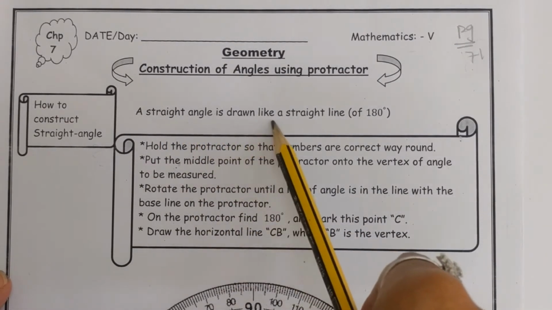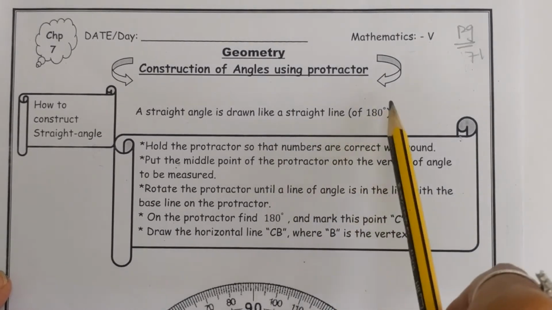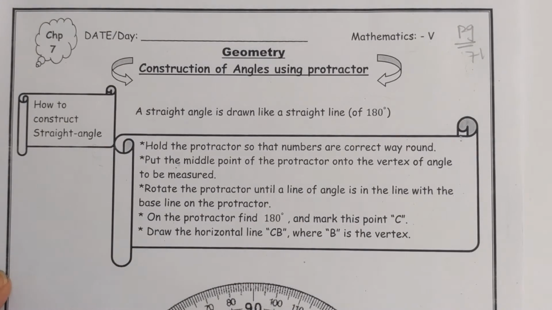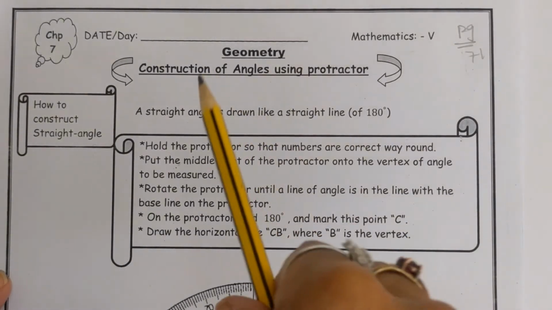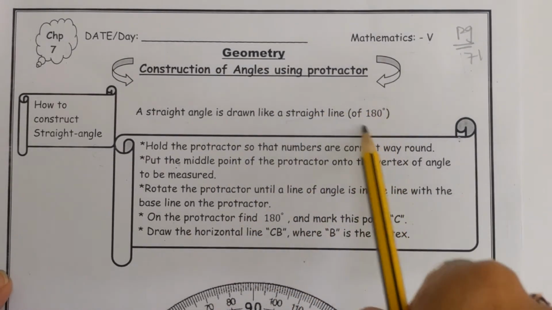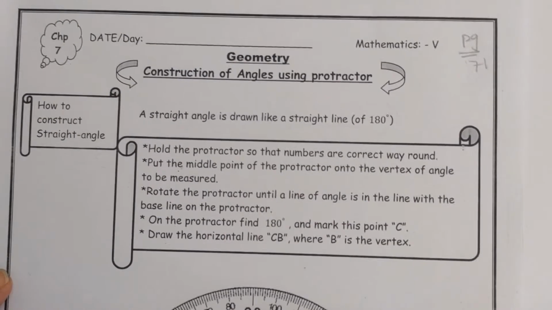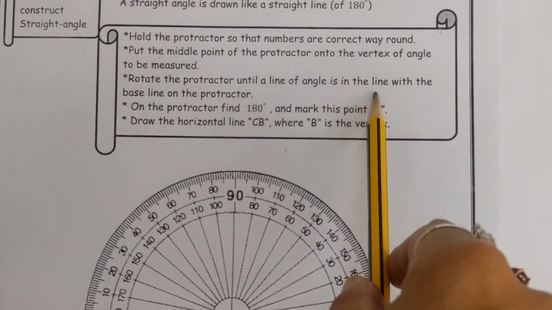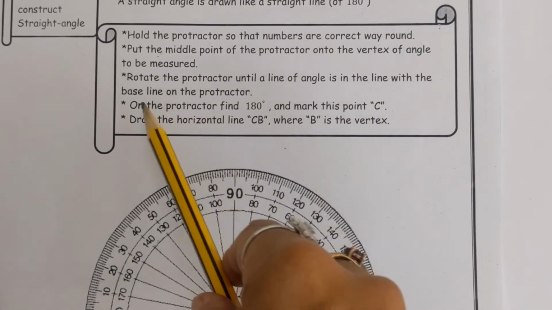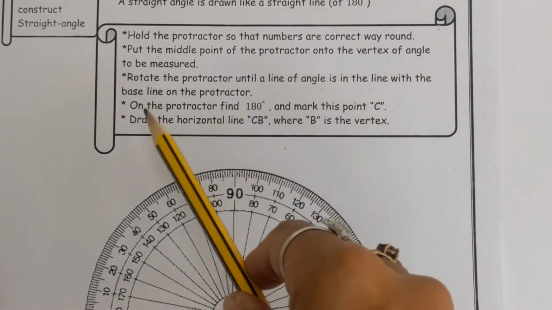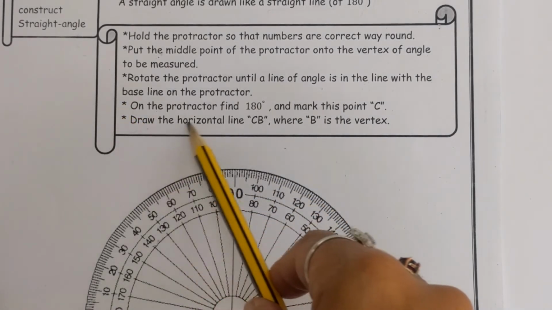A straight angle is drawn like a straight line, and this straight line is actually the 180 degrees on your protractor. So by use of the protractor, when you construct the straight angle, it will be like a straight line and the angle is of 180 degrees. Now the procedure is given. All the procedure is same, just the degree is different. All these steps are same as the previous, just these two steps are different according to the degrees.